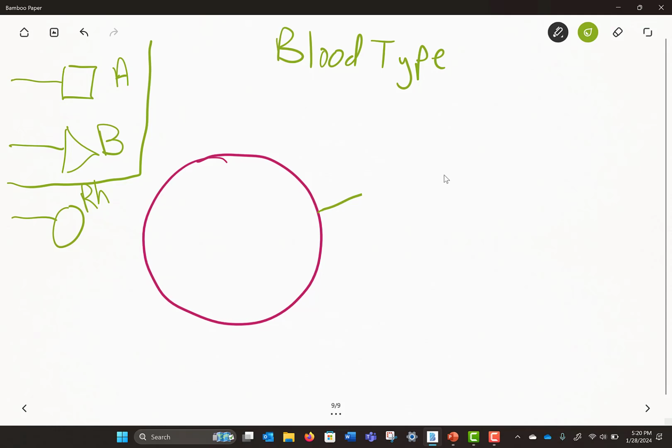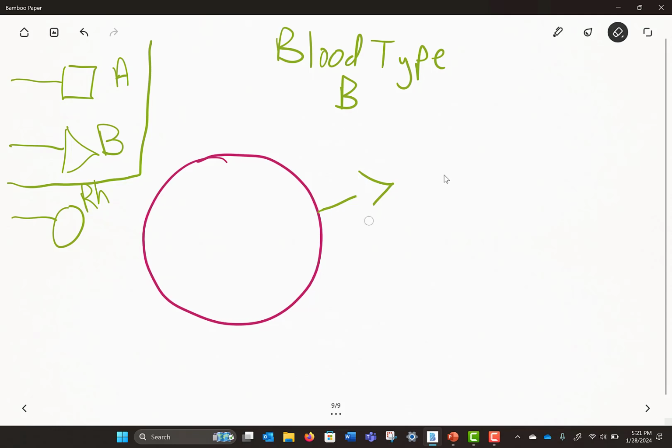Let's say we look and we see this person has triangle on a stick as their antigen. So they have antigen B. The way that we say this person has antigen B on their red blood cells is we say this person is blood type B. So what we're seeing now is blood type is the antigen that this person has. When someone tells you their blood type, really what they're saying is the type of antigens I have on my red blood cells is.